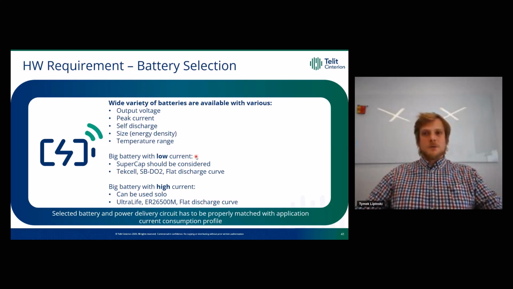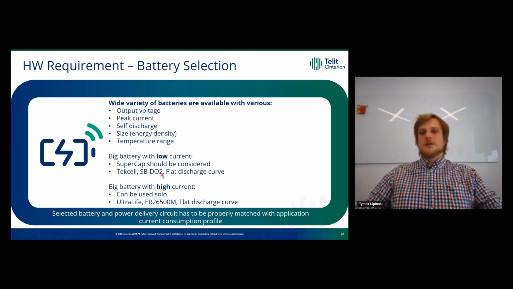What we are left with, in the end, we can select a big battery with low current. So low current output means that the battery itself is not able to deliver sufficient current for modem peak current consumption for radio operation. So that's where we should consider a supercap, so supercapacitor in our circuit to cover up for the peak current consumption.